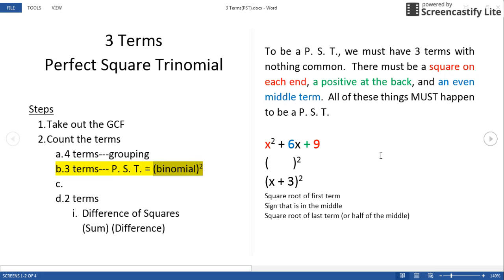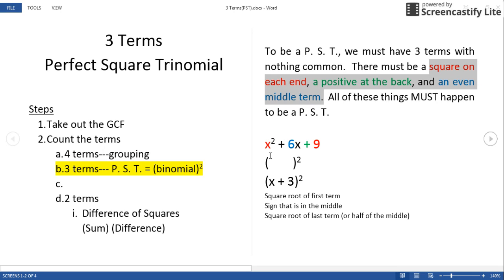Well, to be a perfect square trinomial, we have to have three terms with nothing common. In addition, there must be a square on both ends, a positive at the back, and an even middle term. All of these things have to be true for it to be a perfect square trinomial.